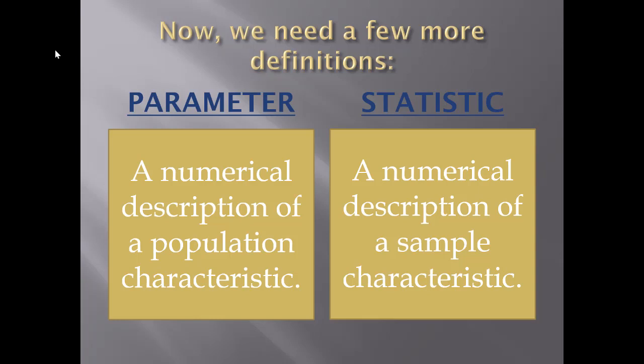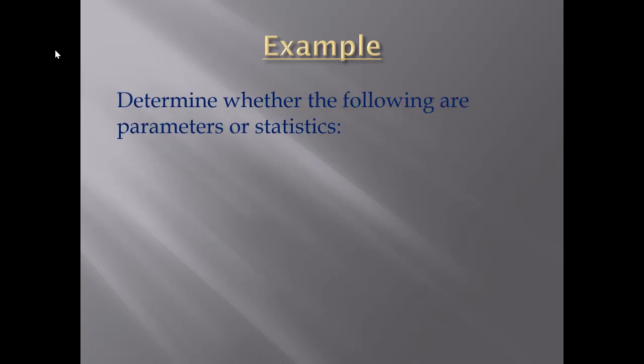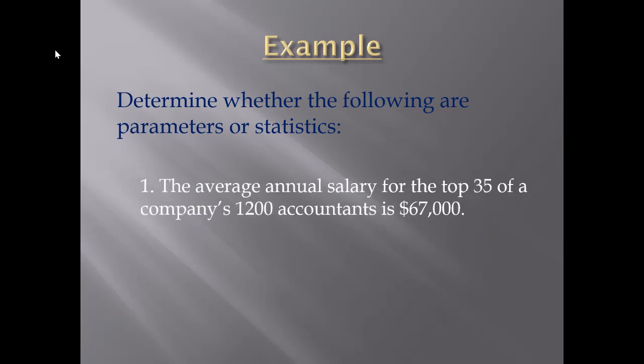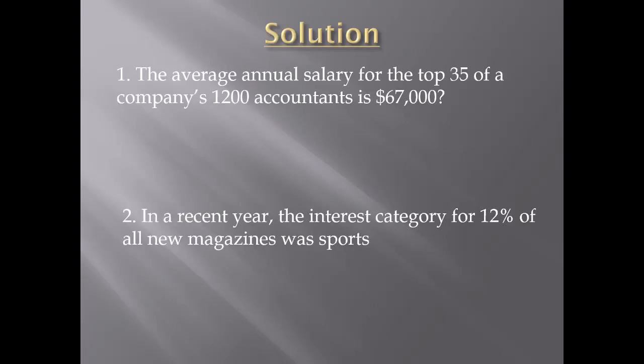So let's go ahead and look at an example. Determine whether the following are parameters or statistics. 1. The average annual salary for the top 35 of a company's 1,200 accountants is $67,000. And 2. In a recent year, the interest category for 12% of all new magazines was sports. So let's go ahead and start by looking at the first one. The average annual salary for the top 35 of a company's 1,200 accountants is $67,000.